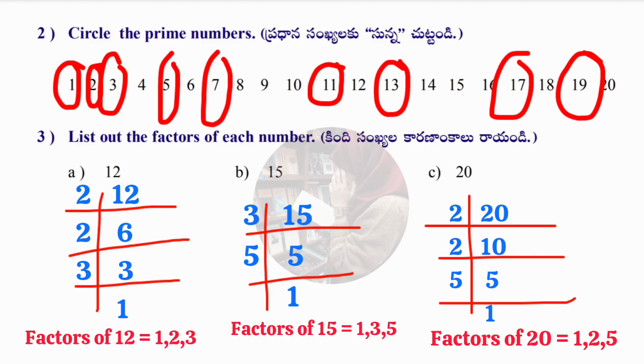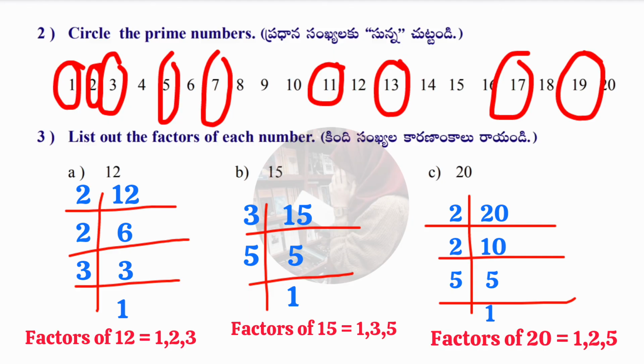Okay, let's see the third question, which is list out the factors of each number. Some numbers are given, and we have to find out the factors. First number is 12: 2 6s are 12, 2 3s are 6, 3 1s are 3. So factors of 12 are 1, 2 and 3.